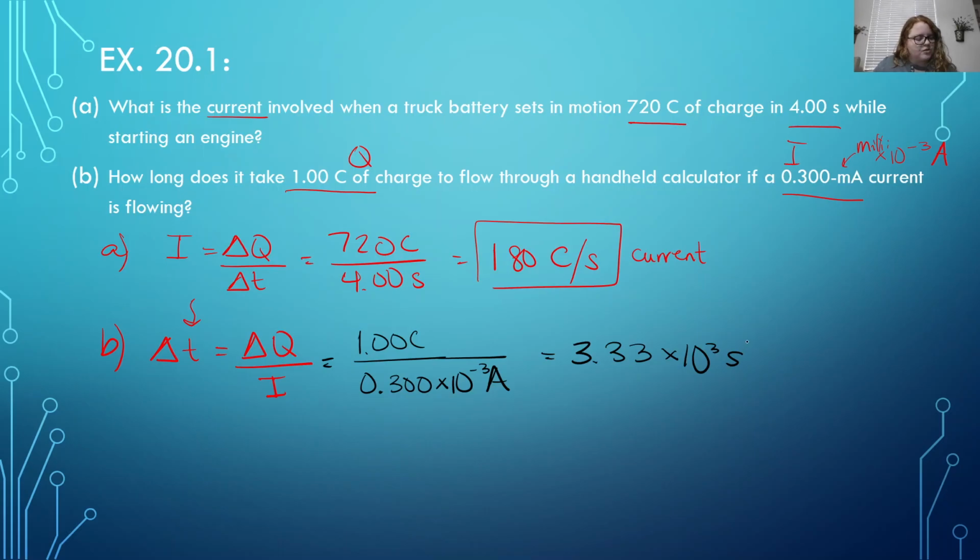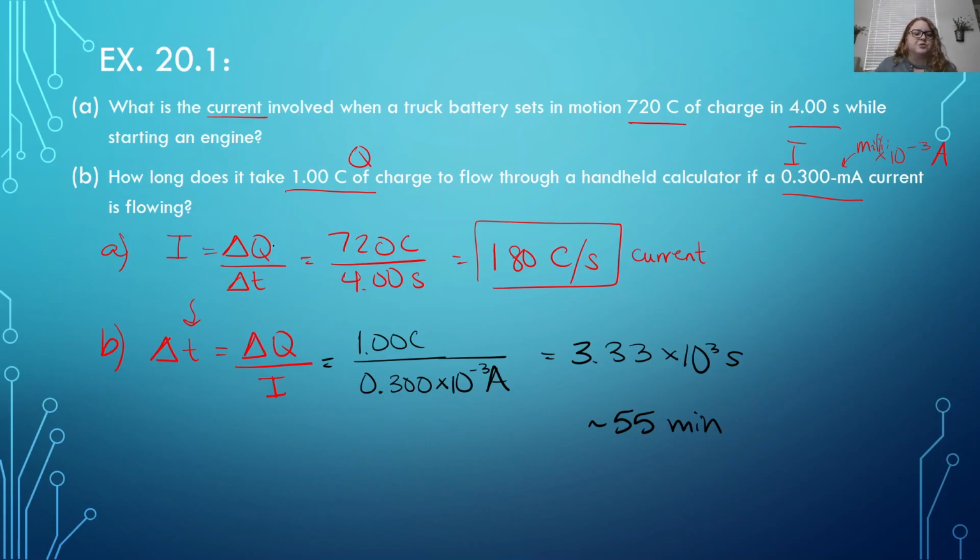We can also convert that. So let me see if I divide by 60. This would be about 55 minutes for 1 coulomb of charge. Does that sound right? I believe so.